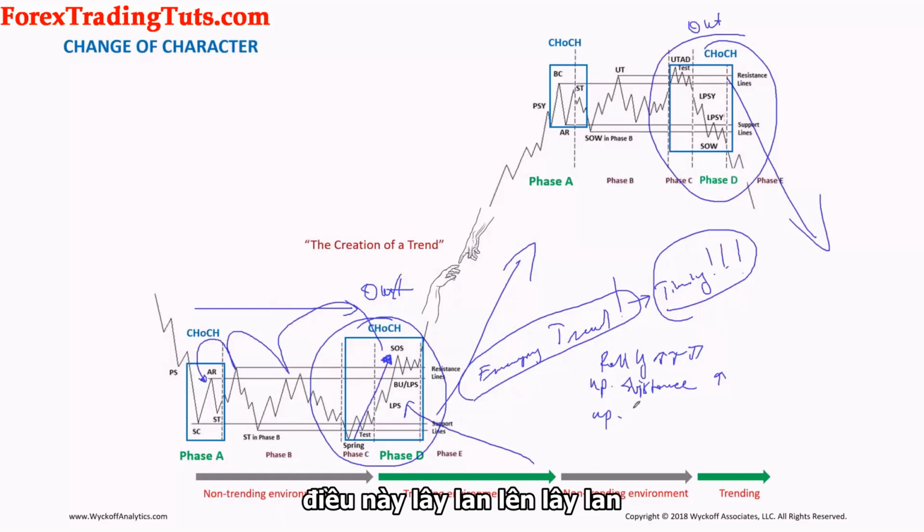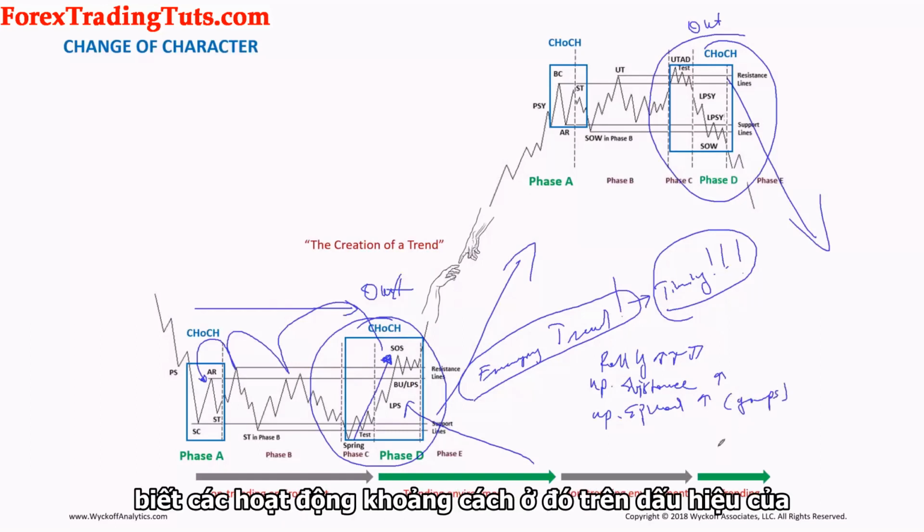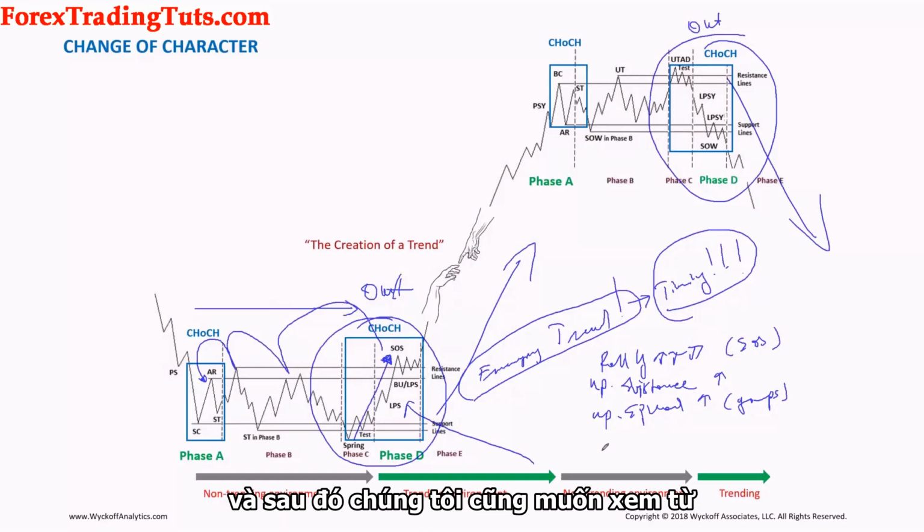This spread, the up spread, that is increasing as well and has a different type of look. We also will be talking about some gap activities there on a sign of strength. And then we also want to see, let's say, the price behavior, the reactions on that sign of strength, how they're going to behave.